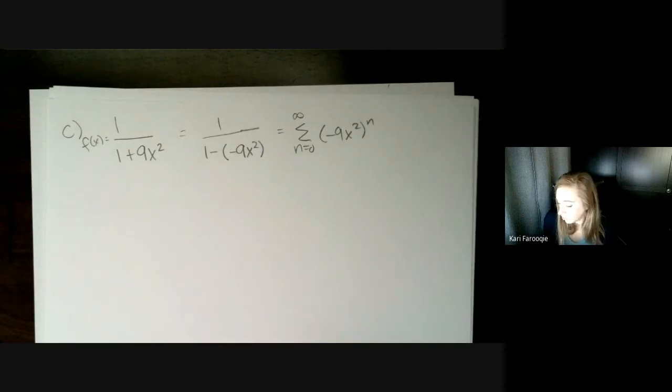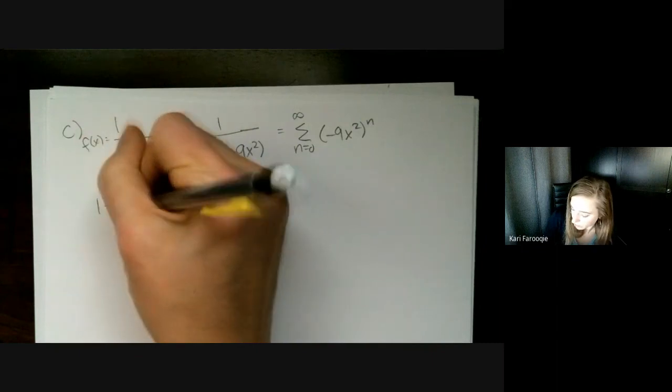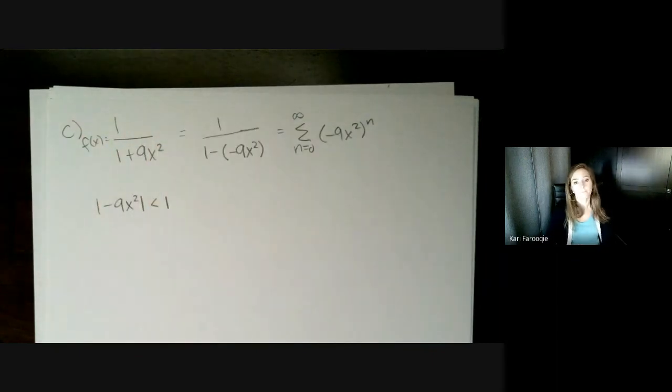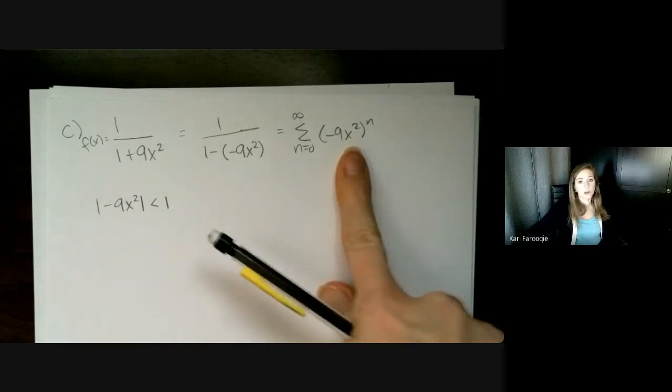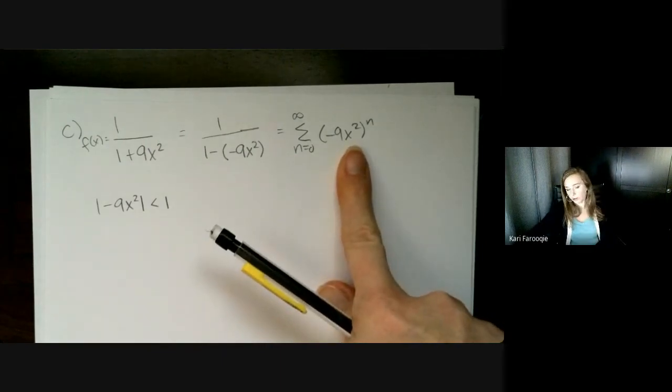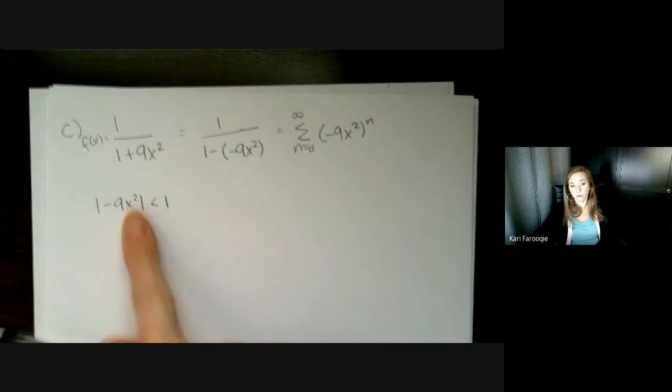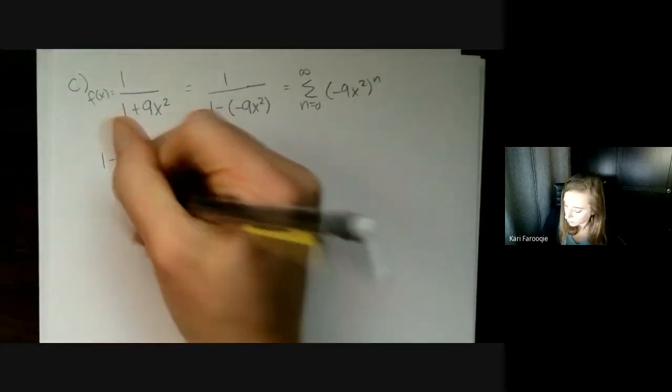There are a bunch of different ways that you could rewrite that. Honestly, it's fine the way it is. And then you're going to set up your work for your interval of convergence. So you're going to take this expression, your r value, if you want to think about it that way, force it to be less than 1.